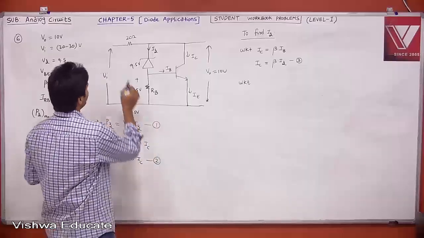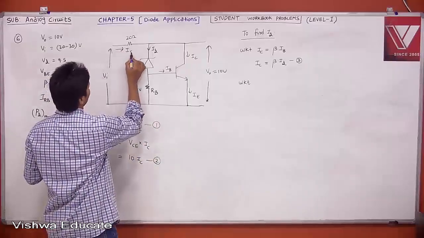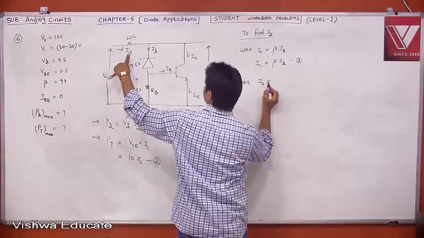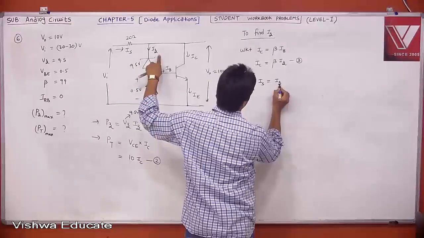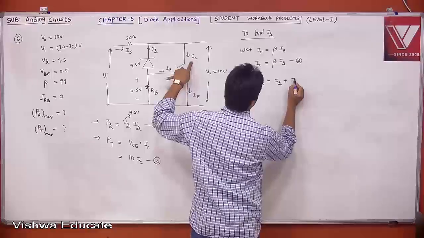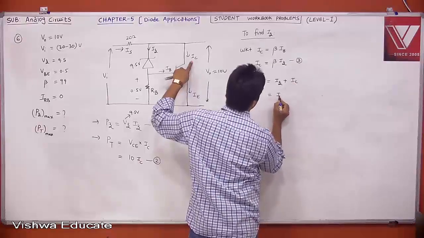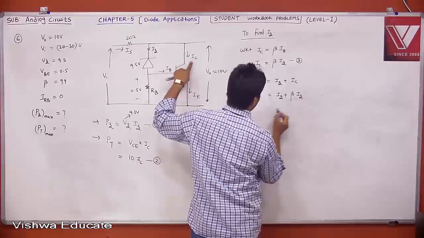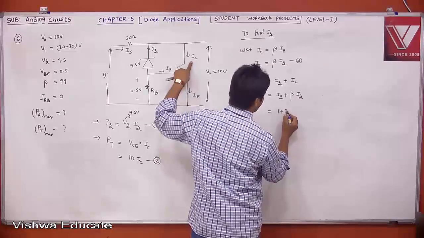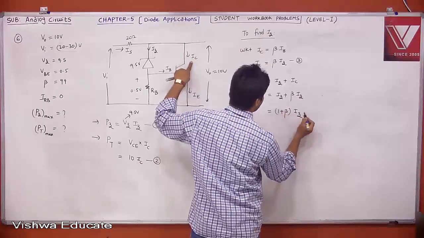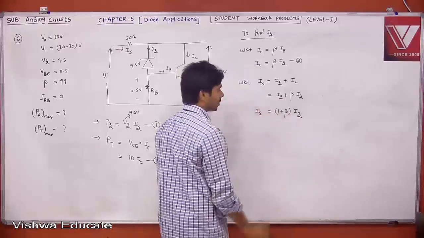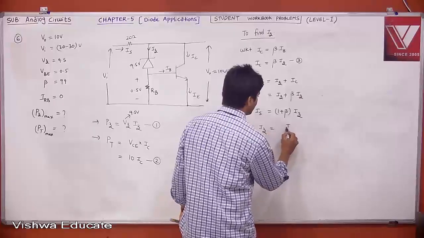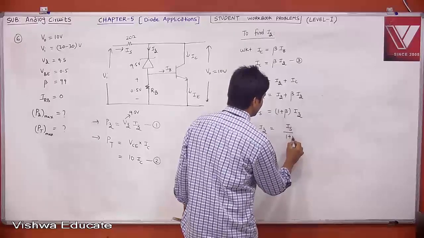Now tell me what is your source current. Let me call this the source current. That is your fundamental equation: Is, the source current, is equal to your Zener current plus your collector current. What is your collector current? That is beta into Iz. If you do that, you will get (1 plus beta) into Iz. This is your Is. Therefore, tell me what is your Iz. Your Iz is nothing but Is divided by (1 plus beta).